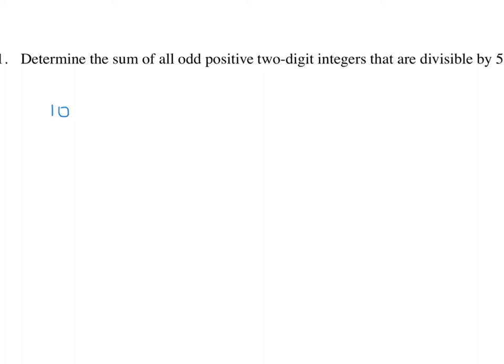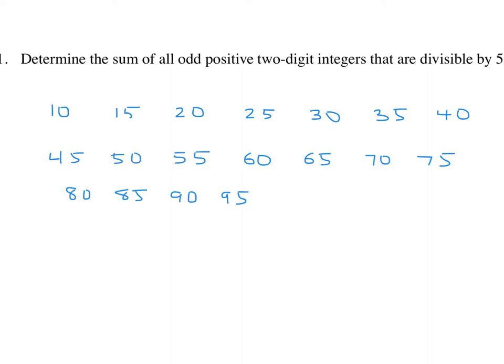All right, well, the two-digit ones that are divisible by 5 obviously are going to be 10, 15, 20, 25, and so on. So let's just list them all: 40, 45, 50, and so on. And then now we have to look at only the odd. So let's get rid of all the even ones. So cross all of the even numbers out.